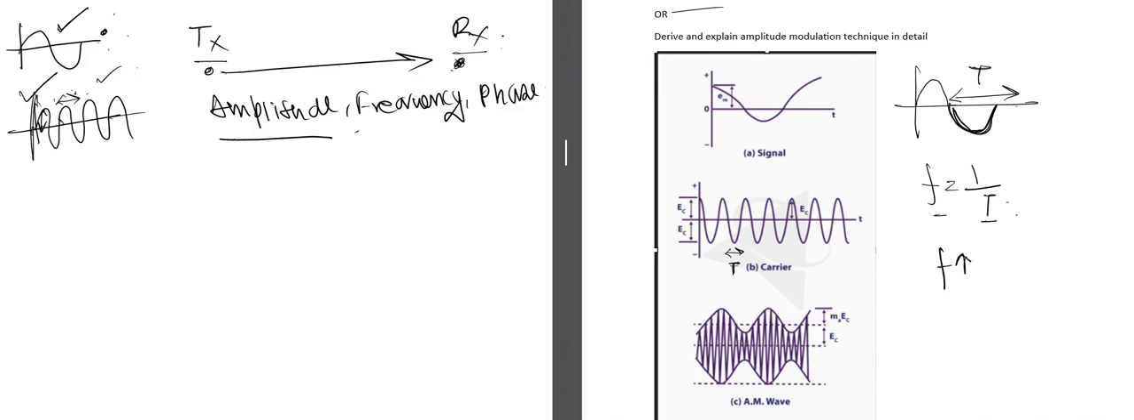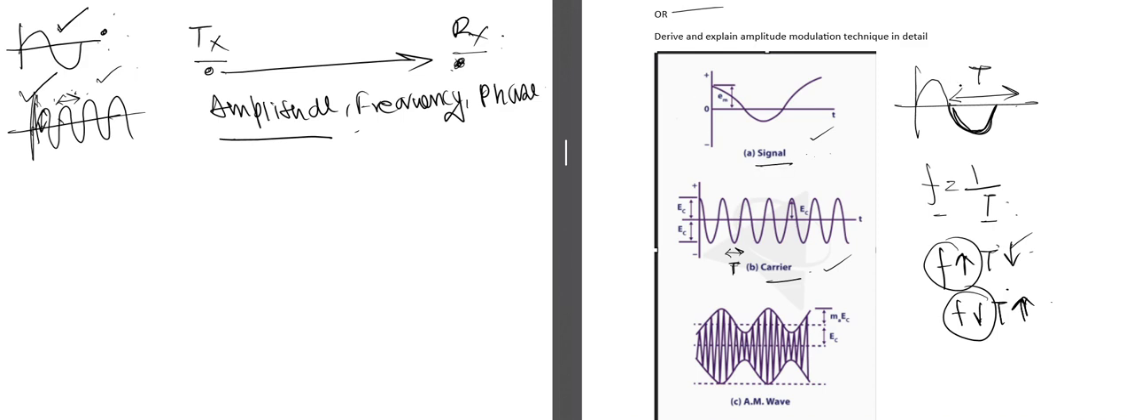If frequency is high, time period will be less, and if frequency is less, time period will be high. As we can see here, the time period is high, so the frequency will be less, so this is a low frequency signal. Here the time period is less, so the frequency will be high, so this is a high frequency signal. So we need to modulate the amplitude of this carrier signal by this message signal.